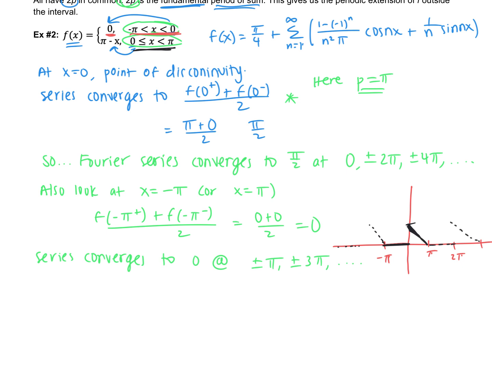Where we're going with this, again, we're probably asking, why do we care? So far, what we've done is we've looked at functions that are defined from negative p to p. Well, what happens if we have a function that's defined from 0 to p instead? Can we still find a Fourier series? That's where this idea of periodic extensions is going to come into play.